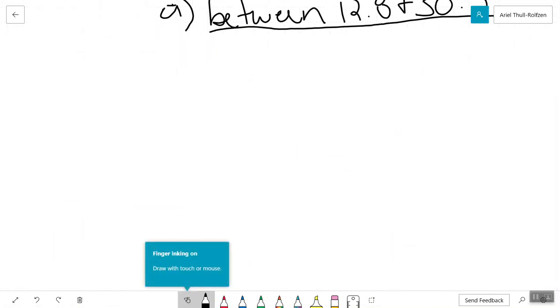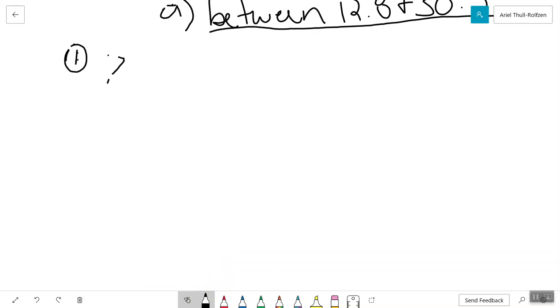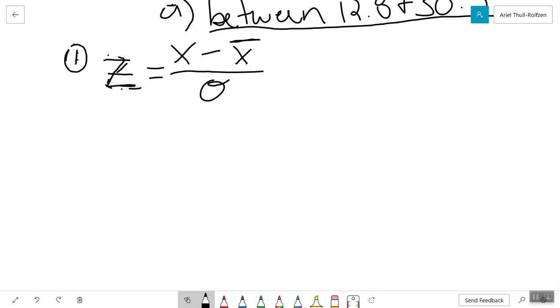All right, so we're going to break this up into a couple of steps. And step one is to identify the equation. So the equation that we're going to need is that z equals x minus x bar all over sigma, our standard deviation.